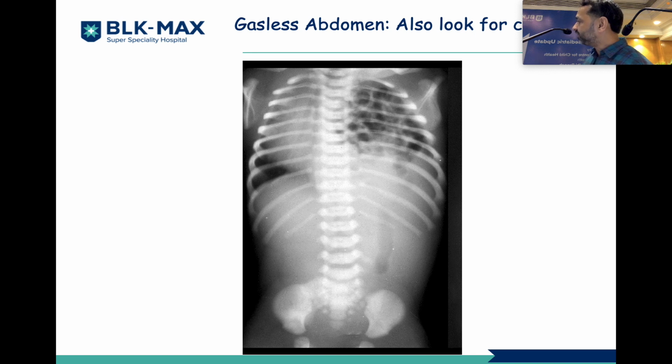Now with this X-ray, as I said, you should also look at the chest X-ray at the same time. Although there is a gasless abdomen here, you can see there are round opacities in the left hemithorax. So all of the intestines, instead of lying in the abdomen, have gone into the left hemithorax because of a large diaphragmatic defect, and this is a classical finding which we see in patients with congenital diaphragmatic hernia. So there is a gasless abdomen. It may not be due to ascites or volvulus, but it can also be because of congenital diaphragmatic hernia, where intestinal loops have herniated into the left hemithorax.